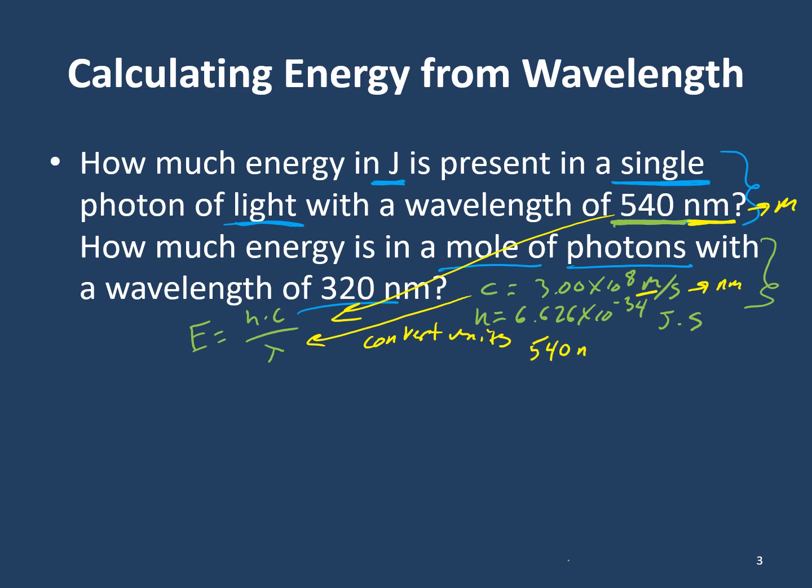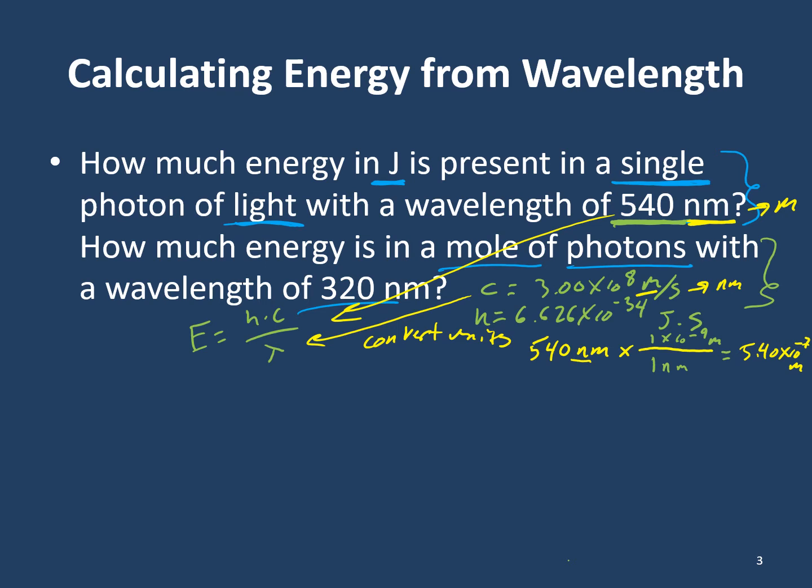So I know that 540 nanometers, and if you can't remember the nano prefix, get that metric prefix back memorized because you should know it. I know that 540 nanometers, that relationship between meters and nanometers is that 1 nanometer is 1 times 10 to the negative 9 meters. And this gives me that I have 5.40 times 10 to the negative 7 meters.